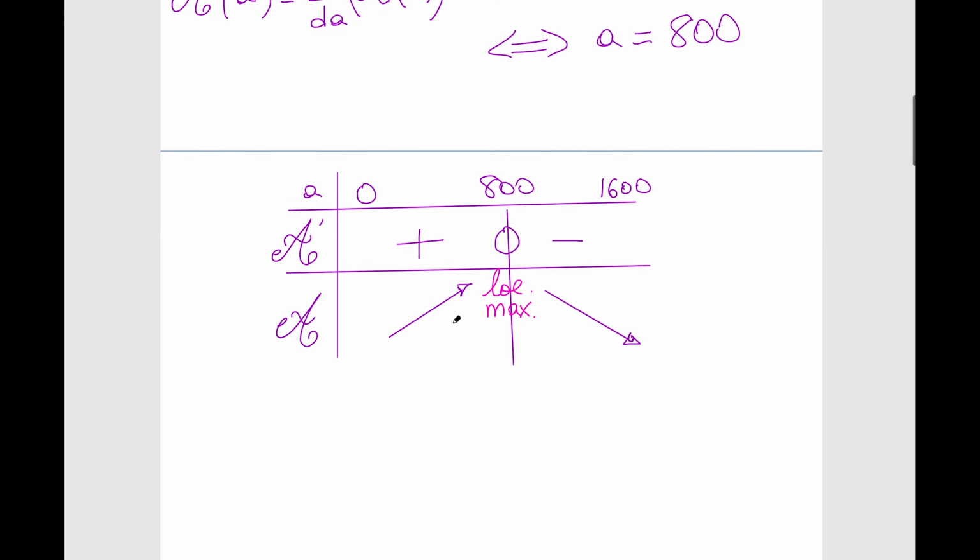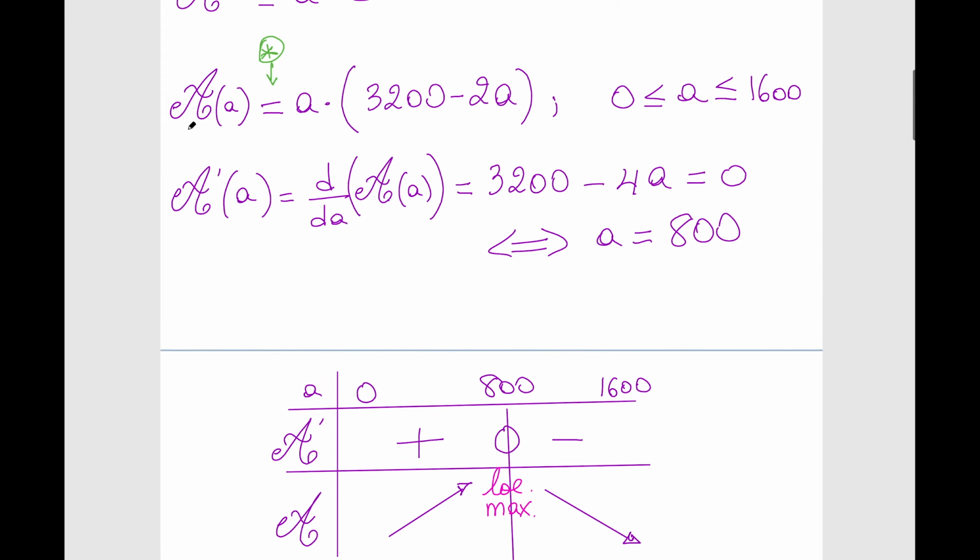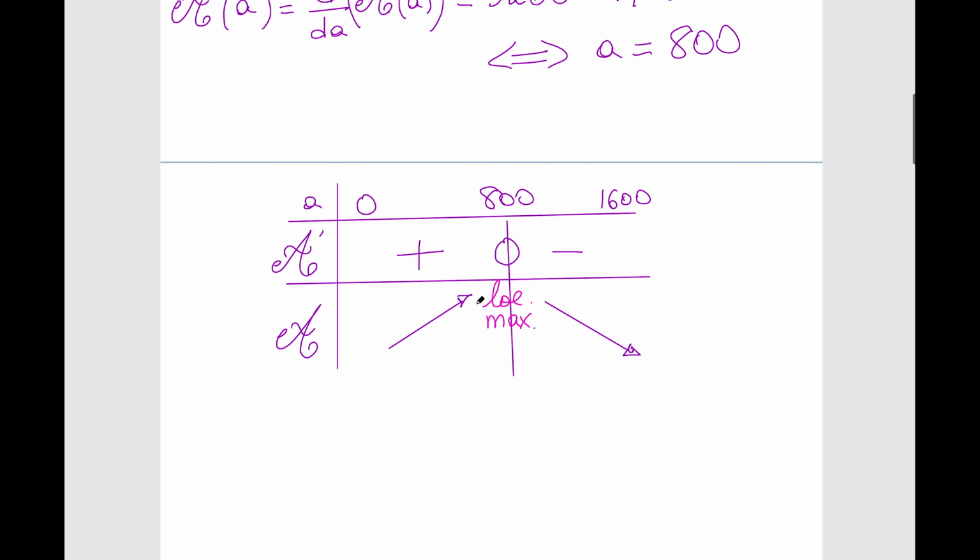And this local maximum, since it's increasing before and decreasing after, and this is actually the interval 0, 1600, all of the interval, right? Remember? So calligraphic A has the following constraint. Its input little a cannot drop below 0 and cannot exceed 1600. So apparently this is going to be the global or the absolute maximum on 0, 1600.